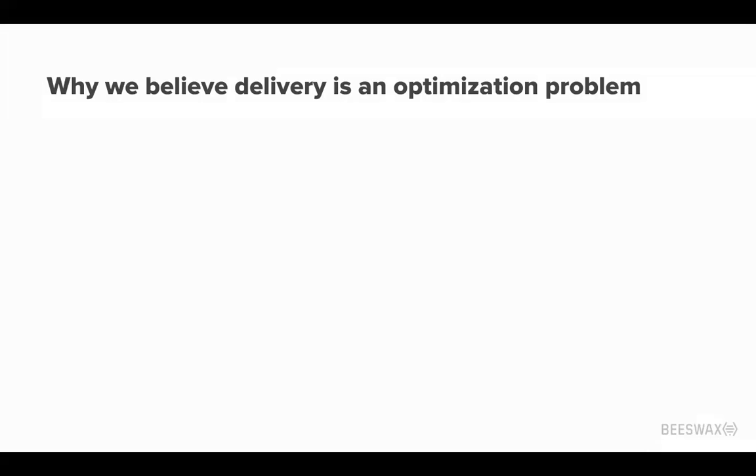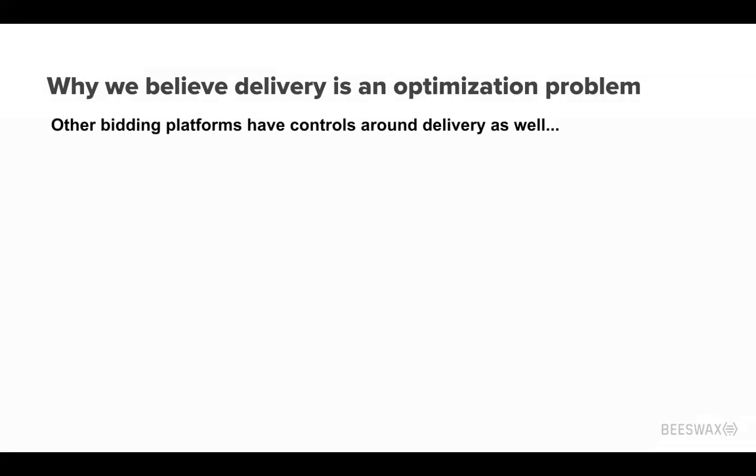And before I go into it, I want to talk about a philosophical approach and a product approach that we have towards delivery. So we believe delivery is an optimization problem. To make that a bit more clear, this notion of controlling delivery is not something that we've invented. In other bidding platforms it's quite common. We have many controls around delivery because it's a common optimization objective.